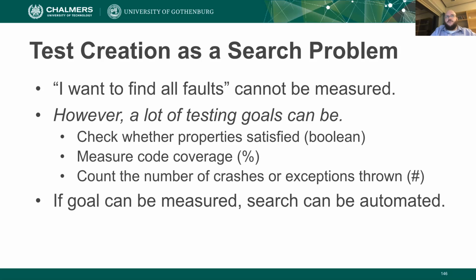We can either see if those are Boolean properties, that this property is satisfied or not. Some goals we can measure, like code coverage. We've covered 75% of the code base. Others, we can just count the number of crashes or exceptions we've thrown, for example. But if any goal can be measured, then that search can be automated.